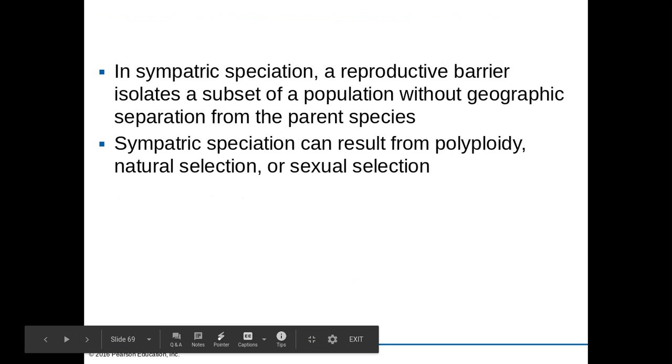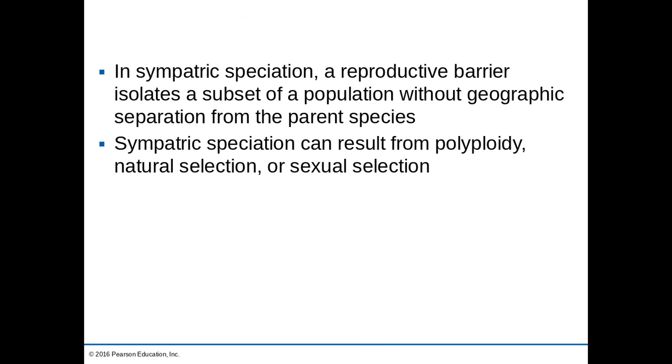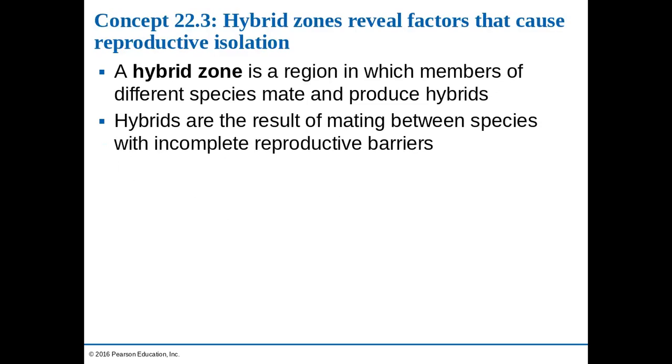And in sympatric speciation, there's a reproductive barrier that isolates a population, even though they were never geographically separated. And the three most common causes of sympatric speciation are polyploidy, natural selection due to differentiated habitats, or sexual selection.